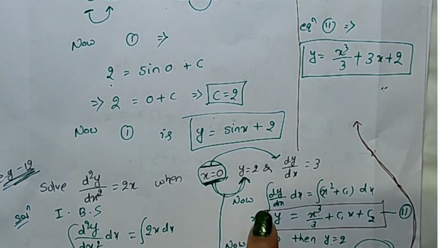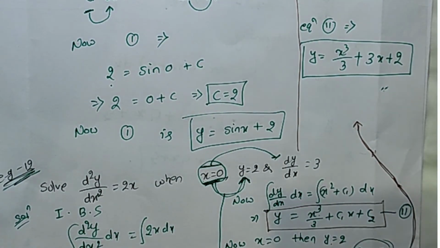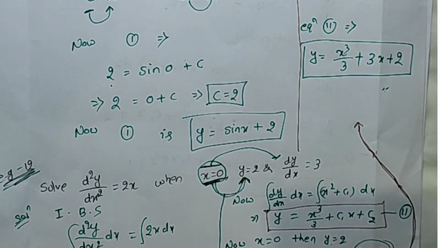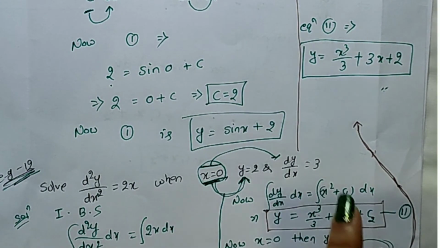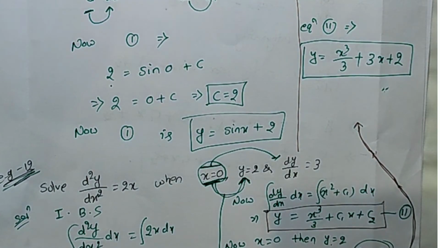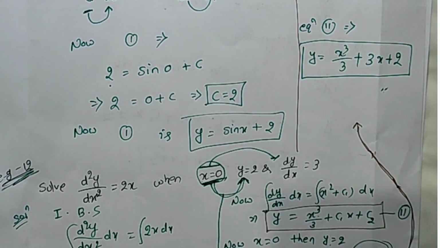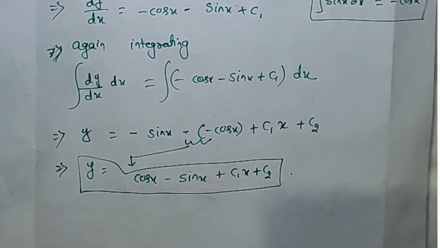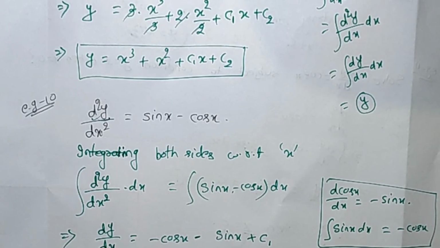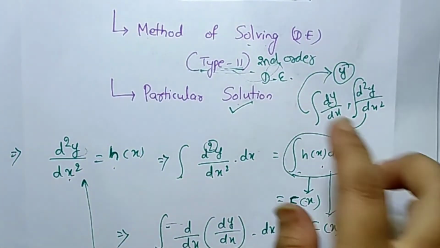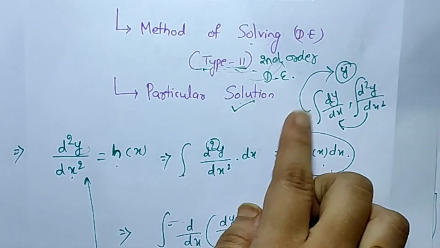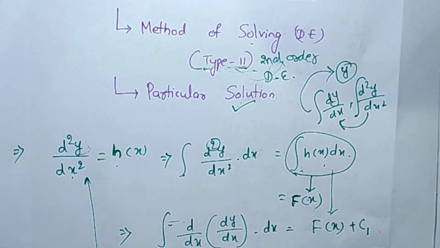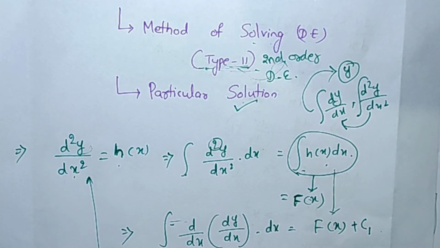First we have to solve by taking arbitrary constants, then we can apply the conditions to find the values of those arbitrary constants and find a particular solution. Clear? So today we covered the method of solving differential equations of type 2 and particular solutions. Now we are ready to solve our exercise 11a. In the next lesson I am going to start exercise 11a.